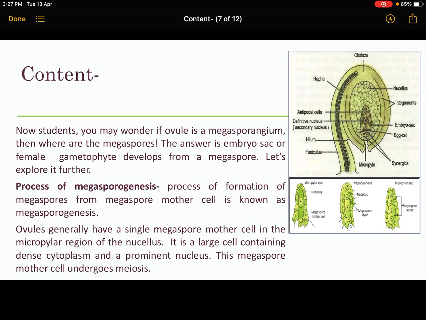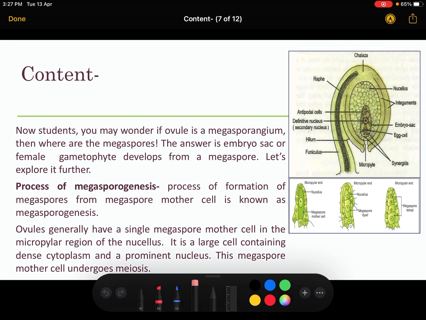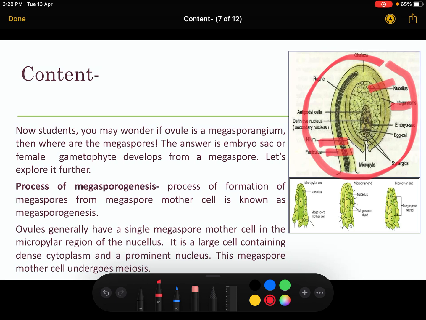Here I am showing you a slide of a slightly different ovule. All the parts of the ovule here are the same; only its orientation is different from the previous ovule. It's hanging, whereas the previous one was erect. Other parts of the ovule are the same here. You can see integuments, nucellus, hilum, funicle.